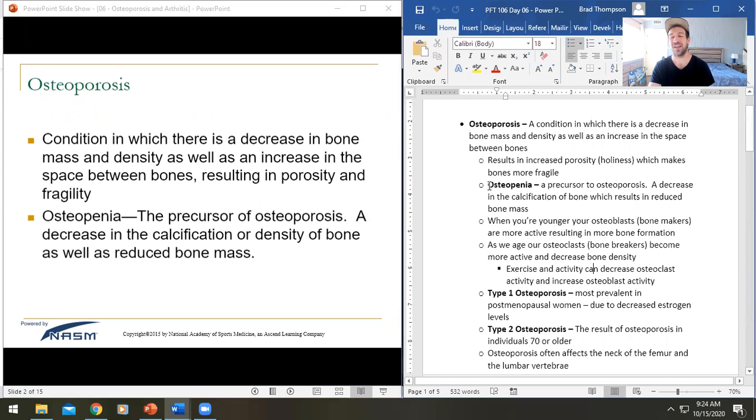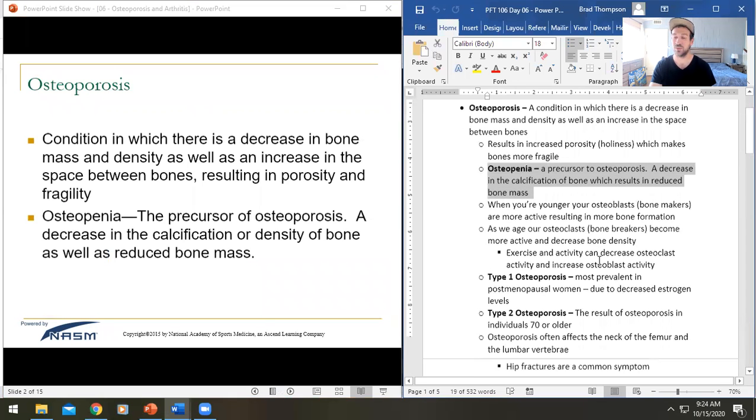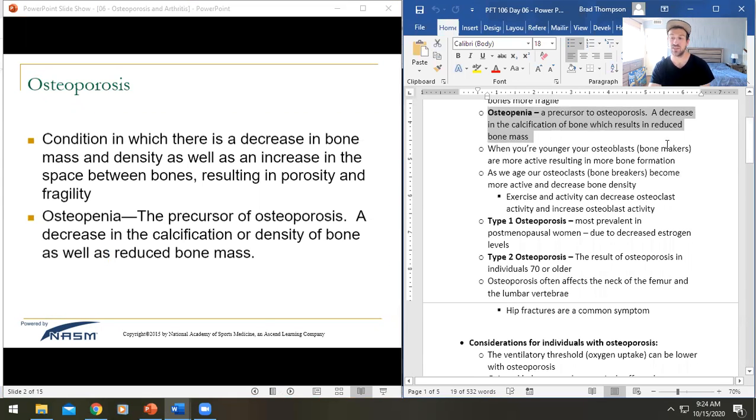So a precursor to this is a condition referred to as osteopenia. Osteopenia is where we start to see a decrease in the calcification of bone tissue. And so basically, if we start to notice that your bone mass is going down and we see that your bones are not calcifying as effectively, that is what leads to this decrease in bone mass.